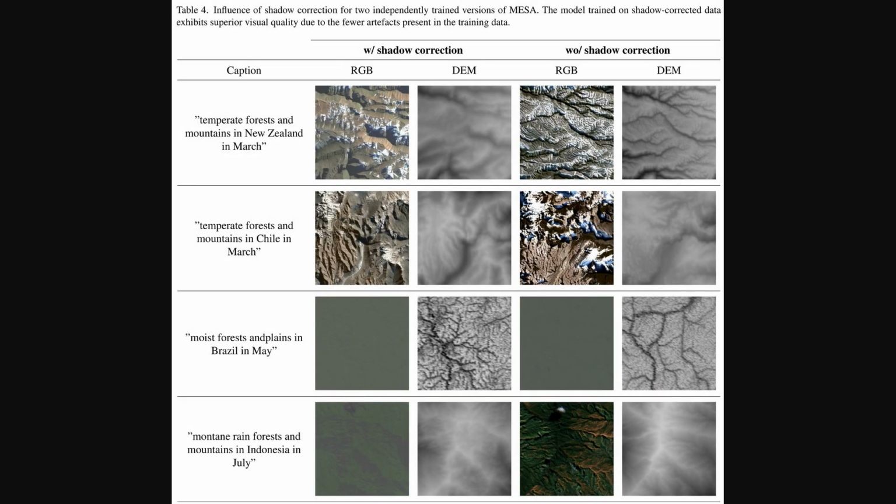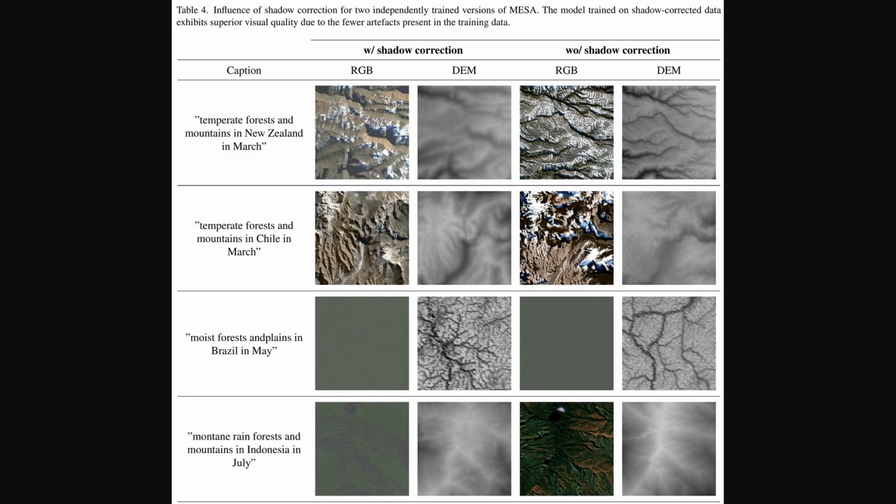And speaking of data, this table looks at how pre-processing the training data itself affects the results. Specifically, they trained MESA twice, once using the original Sentinel-2 satellite images, and once using images where they tried to correct for harsh shadows. So you can see the comparison here. The columns on the left used shadow correction, the ones on the right didn't.